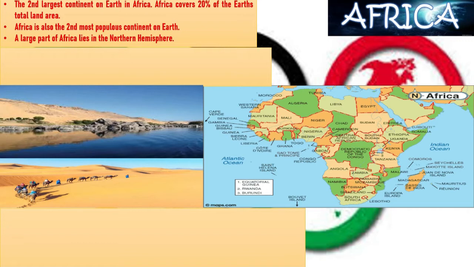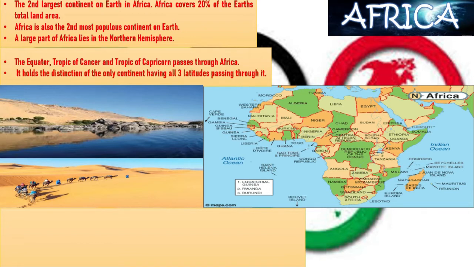So we can say that Africa lies in the northern hemisphere. Why? Because a large part of the land of Africa lies in the northern hemisphere. Now let us know a very interesting fact, that is the equator. The Tropic of Cancer and the Tropic of Capricorn all pass through Africa. Isn't it interesting? So it holds the distinction of being the only continent having all three latitudes passing through it.